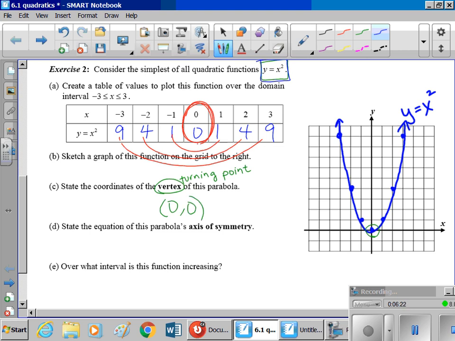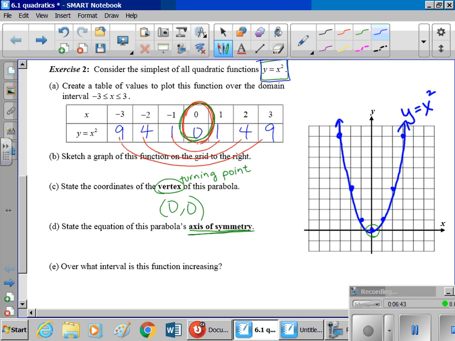So we can see that on our graph, and we can see that on our table pretty easily, because this is what I talked about right here. It's that number in the middle that doesn't have a partner. The 1s, the 4s, the 9s, they all have partners. But that 0, 0 is there all by itself because it's such a special point. It's the turning point.